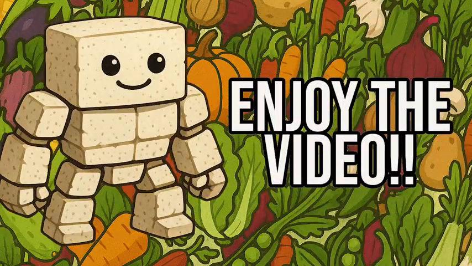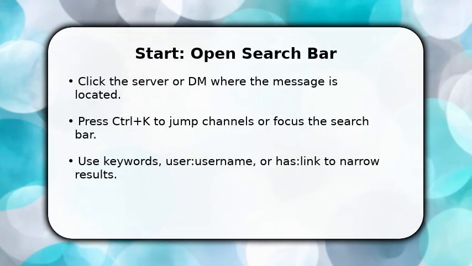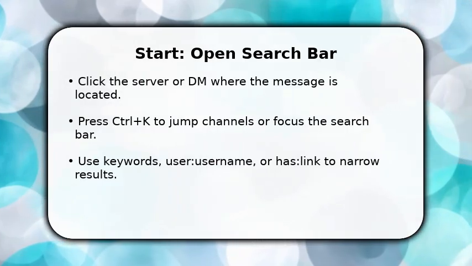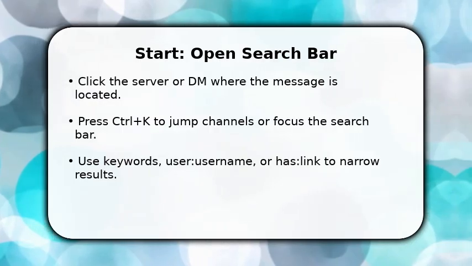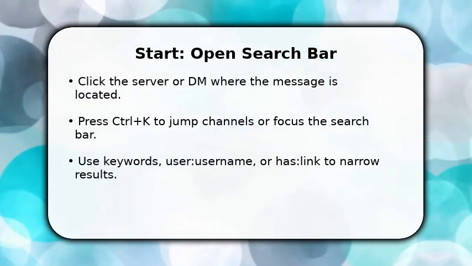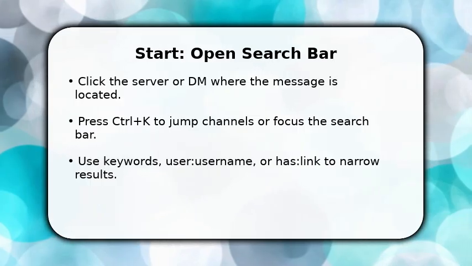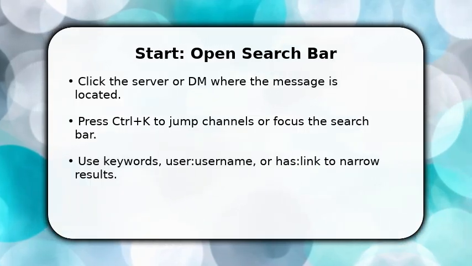Please enjoy the video. You begin inside Discord. Open the exact server or direct message thread where the message should be. Next, activate the search. Click the search icon or press Ctrl+F/Ctrl+K to focus it. Type your primary keyword first.